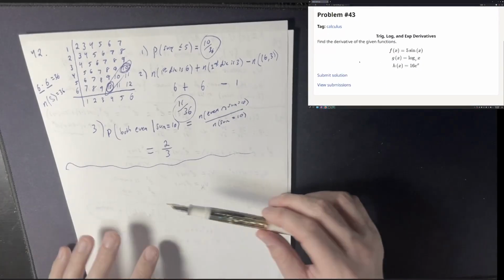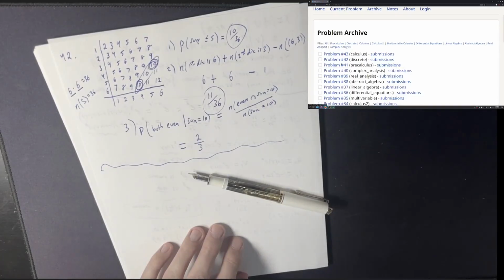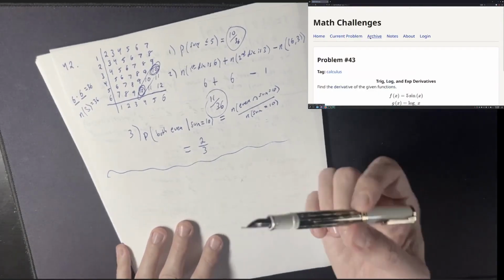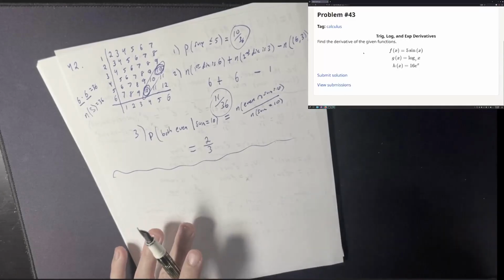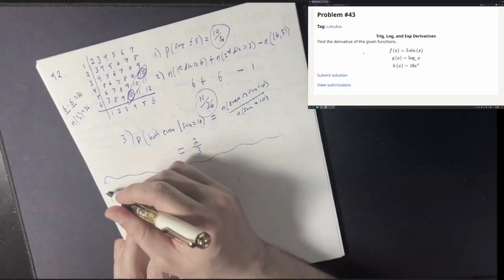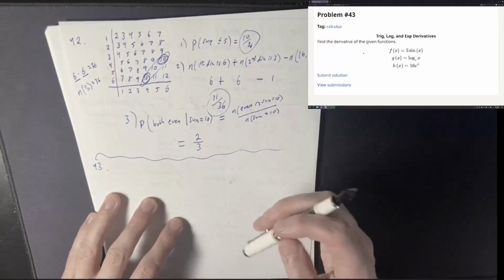And then finally, this is the last one. This is today's question. 2, 3, 4, 5. Very quick calc question. This one's really just using some formulas.